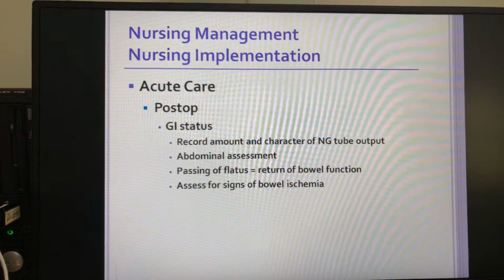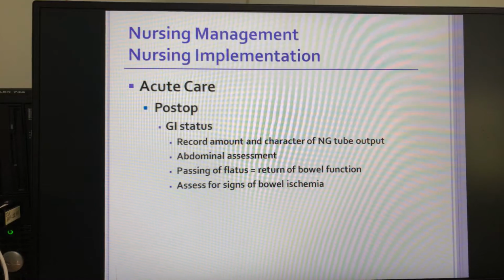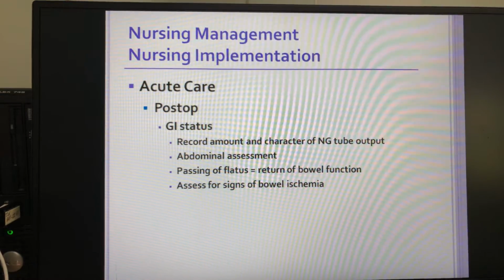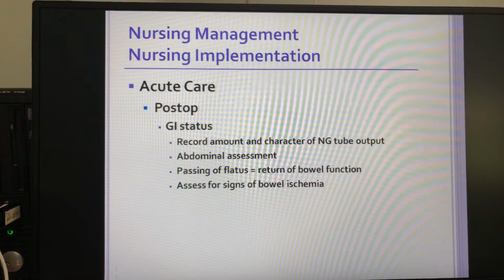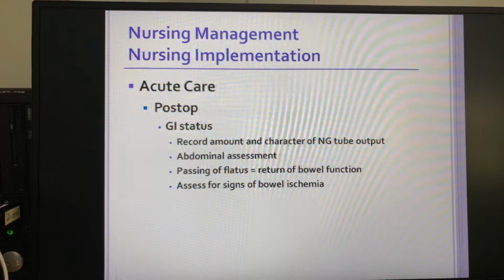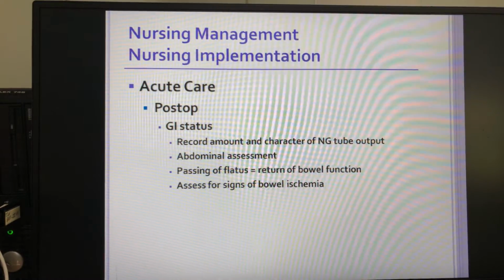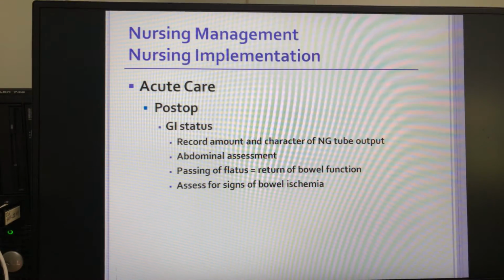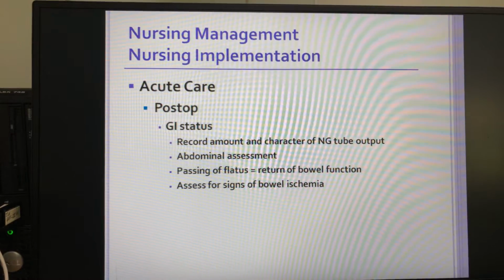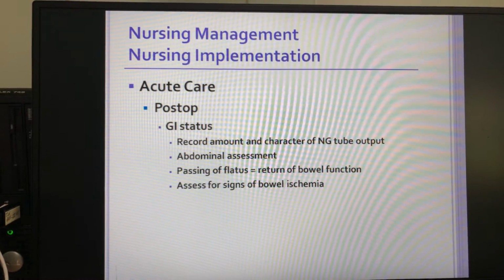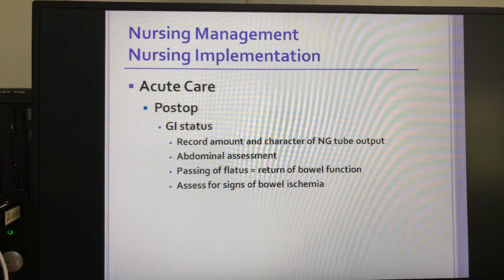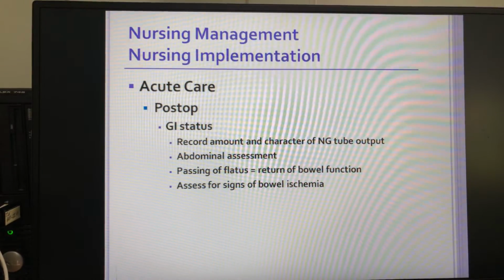So again, we will be assessing that patient for bowel ischemia, and as it says here, an indication of returning normal bowel function is the passing of gas or flatus. So make sure that we do a good abdominal assessment and that we are recording the character and amount of the actual NG tube output.